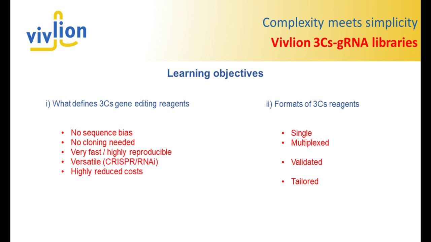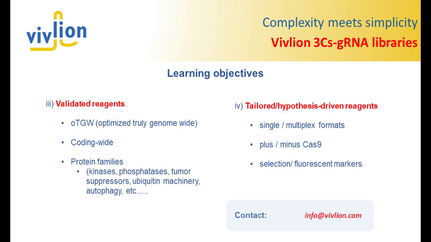Then also which formats are available: single, as I mentioned to you, and of course also multiplex formats. And we have validated reagents at hand. I have another slide that goes more into detail here. But of course, we're also always willing to generate tailored reagents in single or multiplex formats. Validated reagents that we have currently available are the optimized truly genome-wide library in several different backbones. We have a coding-wide library. Those are the validated reagents that I mentioned before to you.